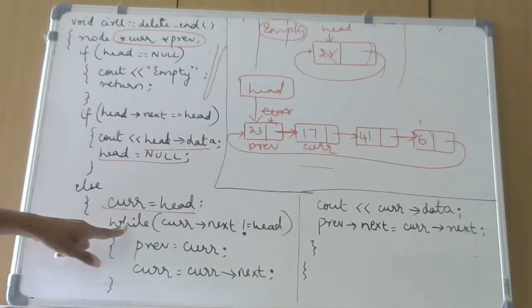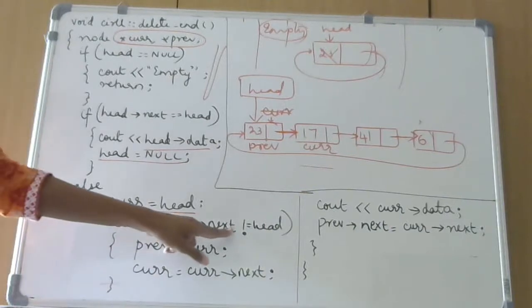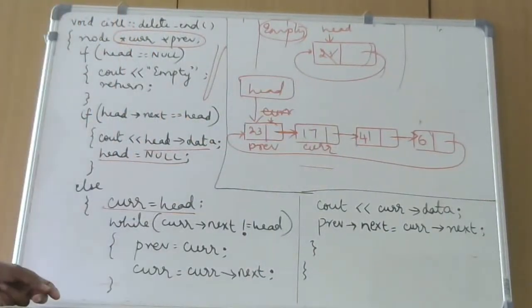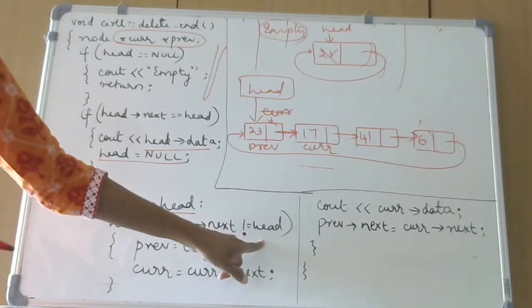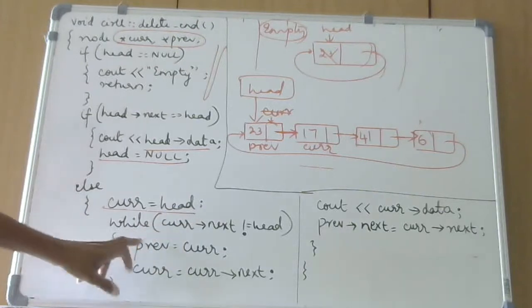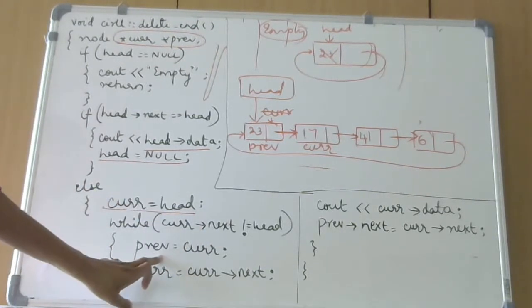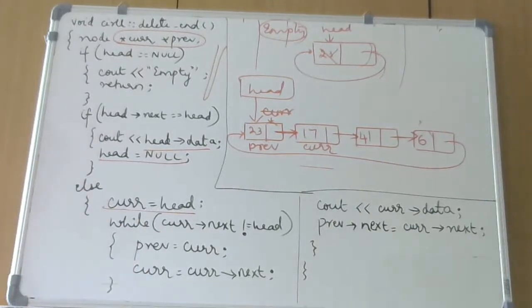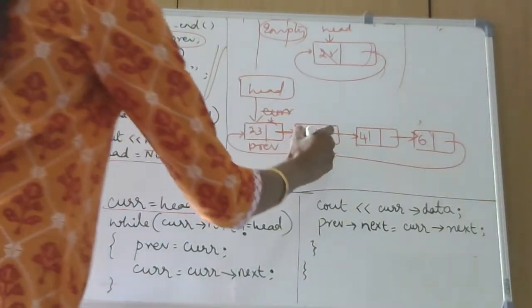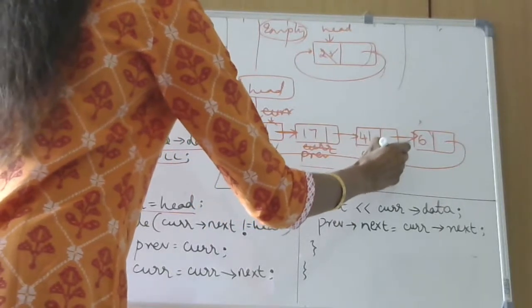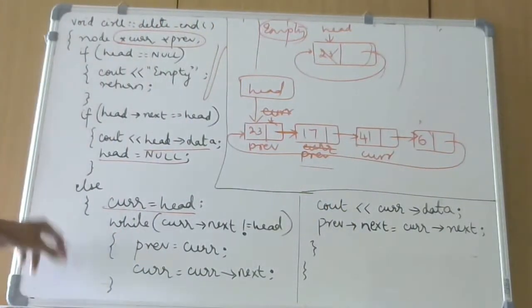Again, I will go back into the while. While current of next is not equal to head. Which is current now? This is current. 17 is current. What is current of next? Is it equal to head? Is it pointing to head? No, it is pointing to 41. So, condition is satisfied. So, I will come here. Previous is equal to current. Current is equal to current of next. So, what will happen? This will now become the previous. This will become the current. Alright.